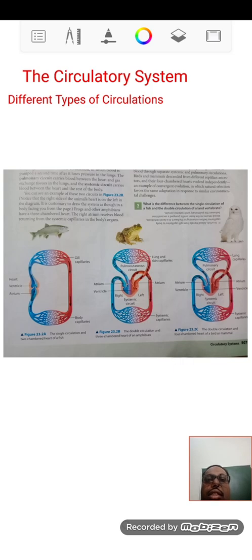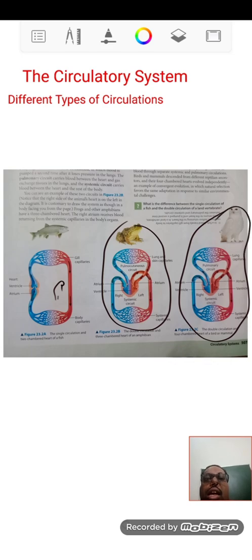One is known as the single circulation, which is mostly seen in fishes. Then this is the double circulation with a three chambered heart, and this is the double circulation with a four chambered heart. Sorry, the fish heart is not single chambered, it is a two chambered heart. This is the three chambered heart which is present in amphibians, and this is the four chambered heart that is present in birds, and the same thing is present in us also.